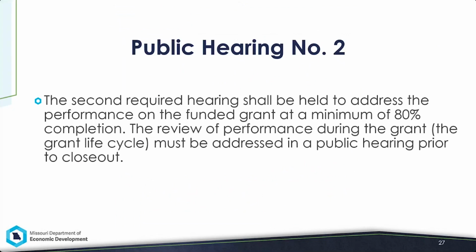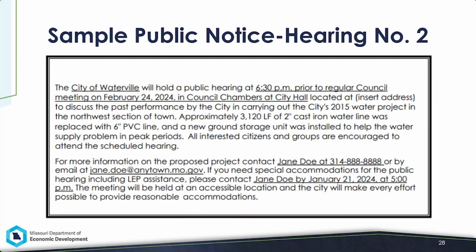So the second public hearing is required to be held at a minimum of 80% project completion, as we previously discussed, and the purpose is to review the performance of the subrecipient on the grant before the grant is officially closed out. So here's an example of the public hearing notice number 2 and the verbiage, and again, the underlined portions are what you will replace with your project specifics.